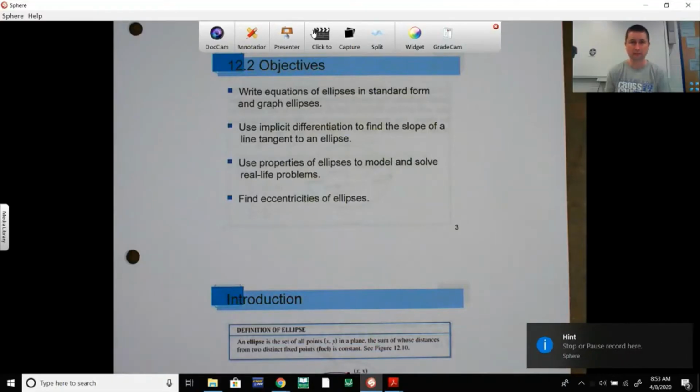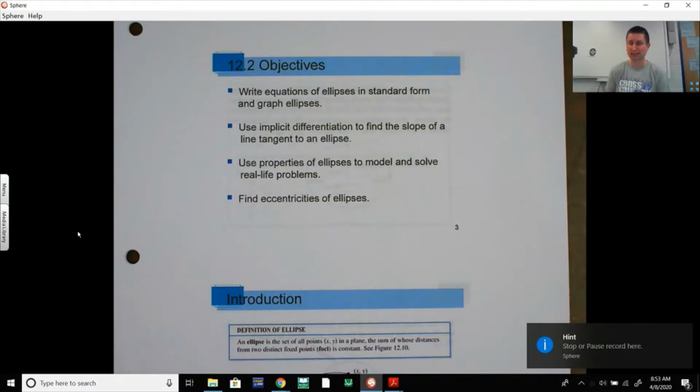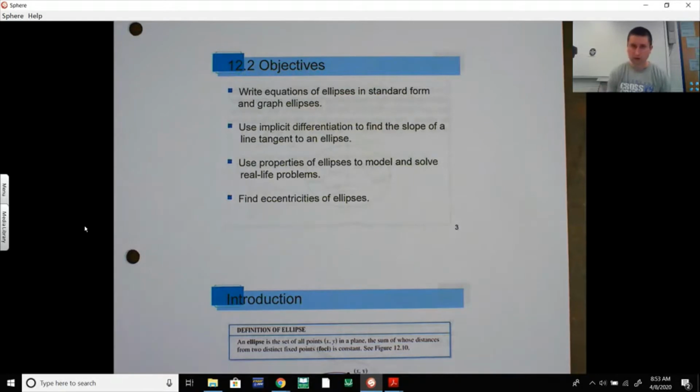Hello, Advanced Math. This is 12.2, ellipses. This is the third in our conic section series here. We're going to do hyperbolas, and then that will be it for our conic sections.